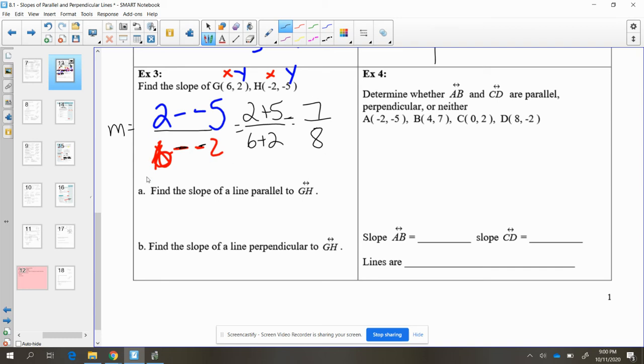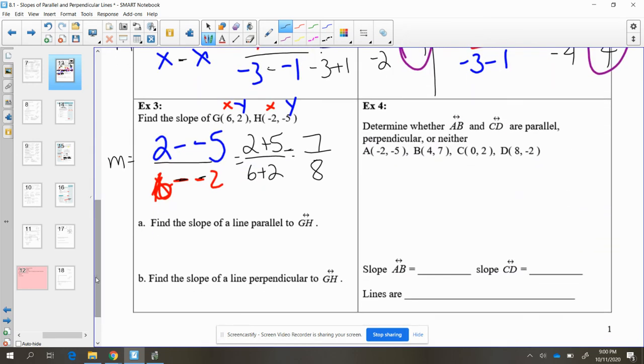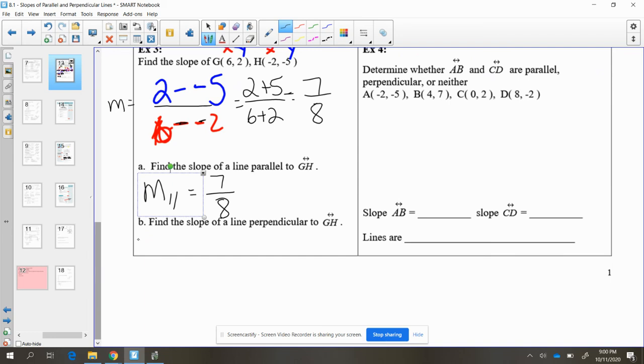Now, if they're asking you for the slope of a line parallel to GH, we know from up above that means it's going to be the same slope. So a line parallel would have to have that exact same slope of 7/8, while a line perpendicular has to flip the sign, so go from positive to negative, and flip the fraction. So 8/7.